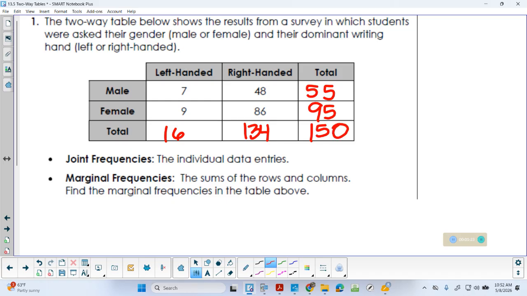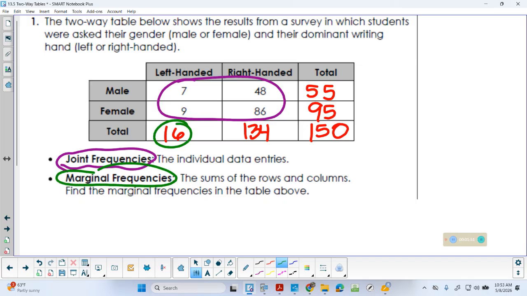So, of course, we got to talk about the vocab because they're going to throw some vocab at you. So the joint frequencies are your individual data entries. And then it says the marginal or the sums. Okay, so just to kind of color code it here for you, the joint ones, the individual data entries. So these numbers are what we call the joint frequencies. And then all of the totals on the bottom are what we call marginal frequencies. So the 16, the 134, all of this are called marginal frequencies. So that's just some vocabulary. You're going to see those words.